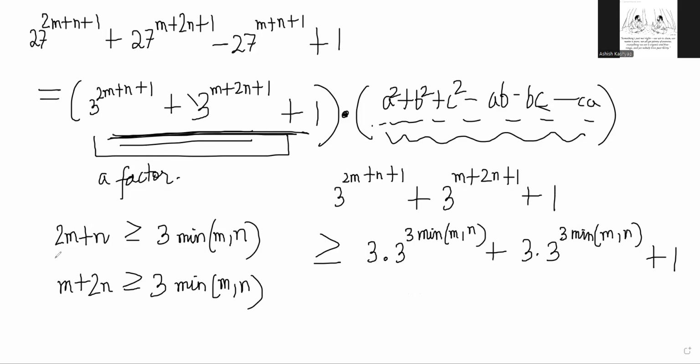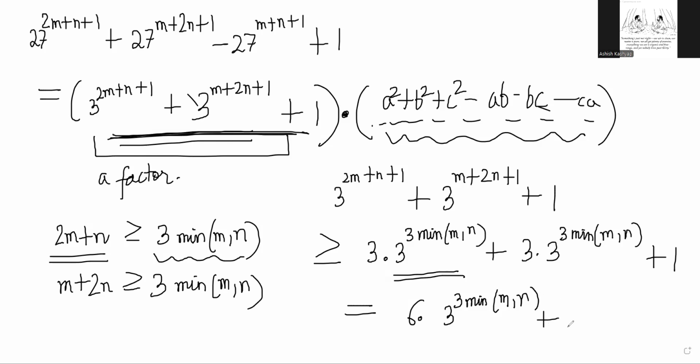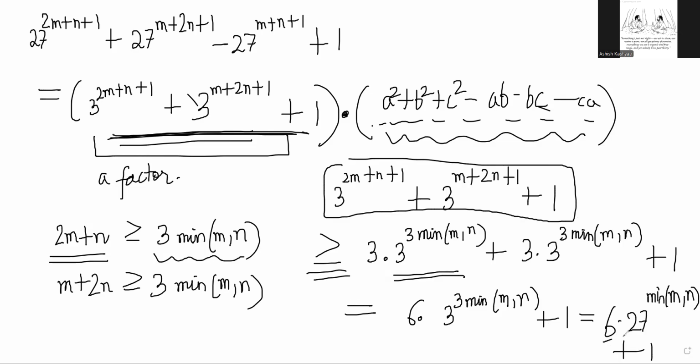What have I done here? Because the power here is greater than this, 3 to the power 2m plus n will be greater than 3 to the power 3 times minimum of m and n, right? I've just used that. So this becomes equal to 6 into 3 to the power 3 times minimum of m and n plus 1, which is equal to 6 into 27 to the power minimum of m and n plus 1. So I have proved that this factor is greater than 6 into 27 to the power minimum of m and n plus 1.